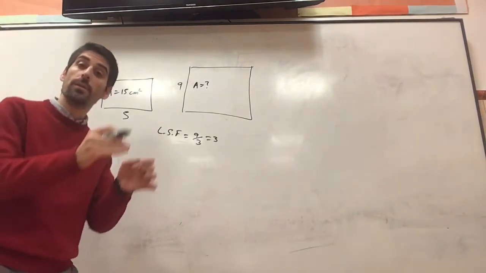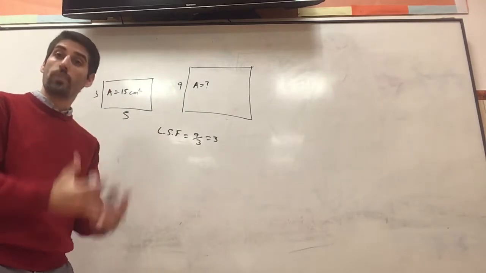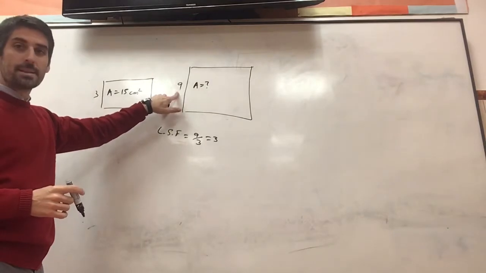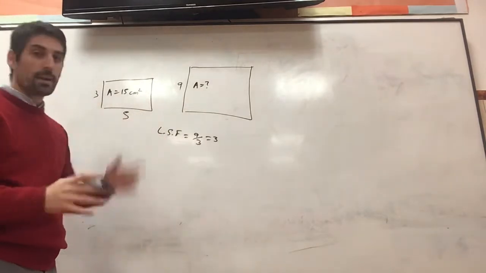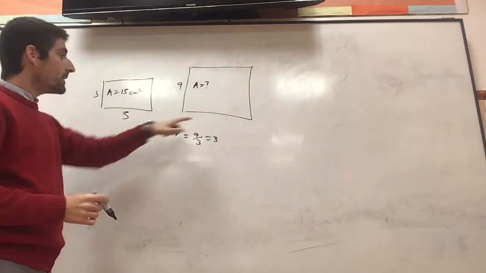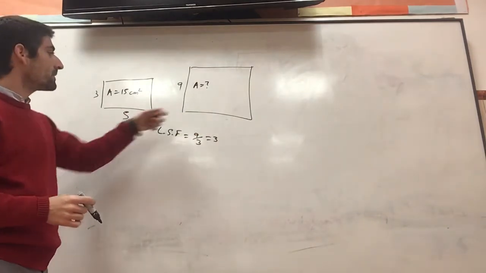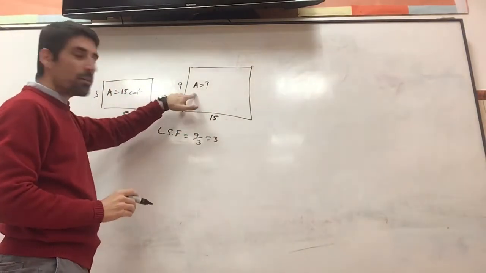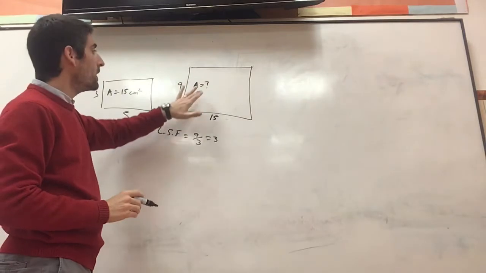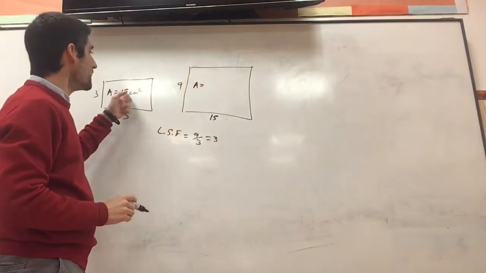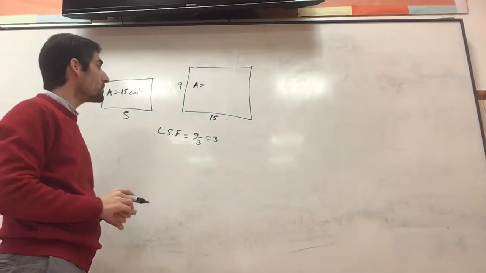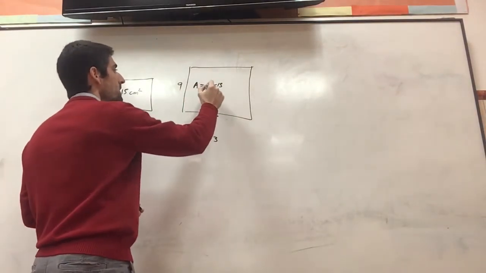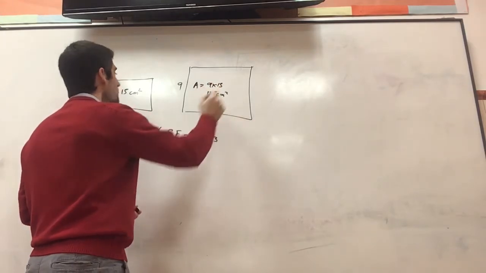But that is the wrong thing to do. That is not correct. And the reason why is as follows. If that side is 9, because 3 times 3 is 9, and that makes sense, then this side here is going to be 5 times 3, 15. So the area of this shape here is not going to be 15 times 3, 45, it is 9 times 15, which is 135 centimeters squared.